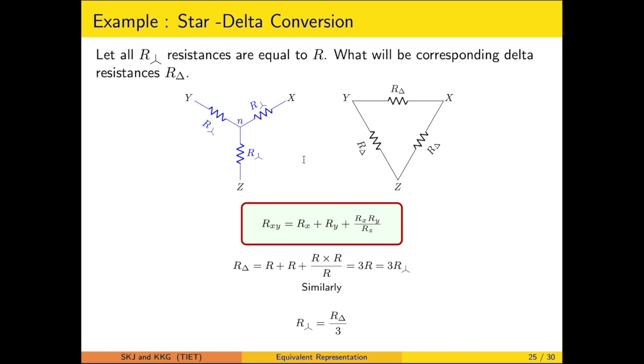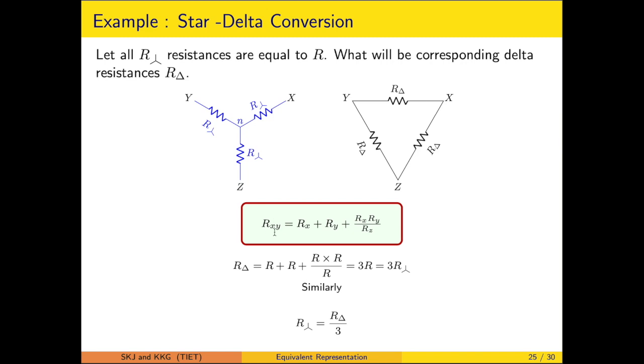Where we are expressing in terms of, when it is a balanced arrangement, all three resistances are equal. So the intention is to find out the equivalent delta resistance when the star resistance is given, or find out the equivalent star resistance when the delta resistance is given. So in this consideration, let's say the star resistances are equal. What will be the corresponding delta resistance?